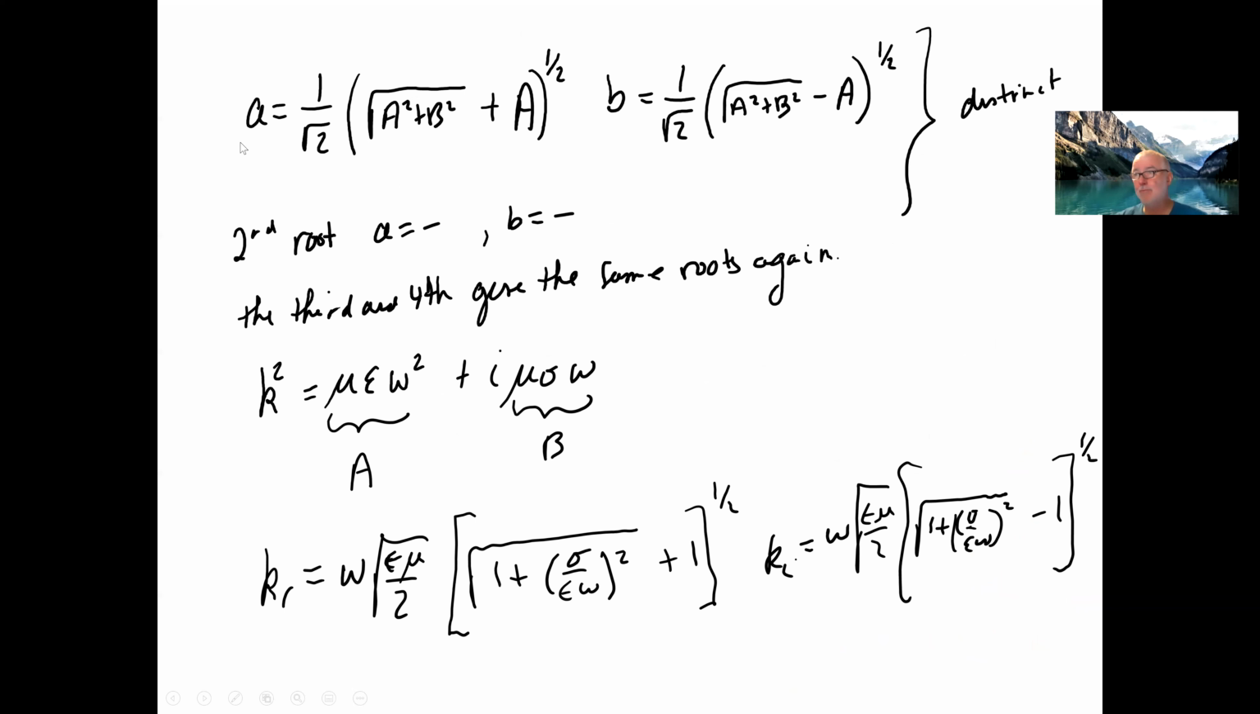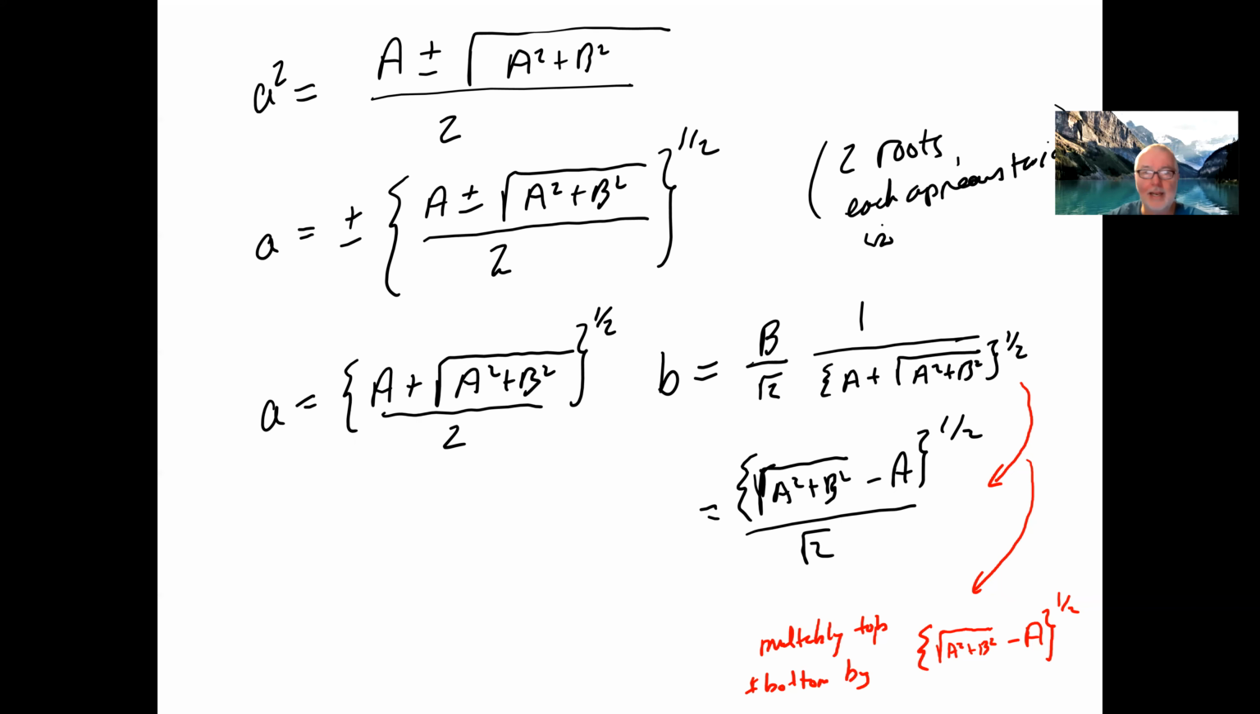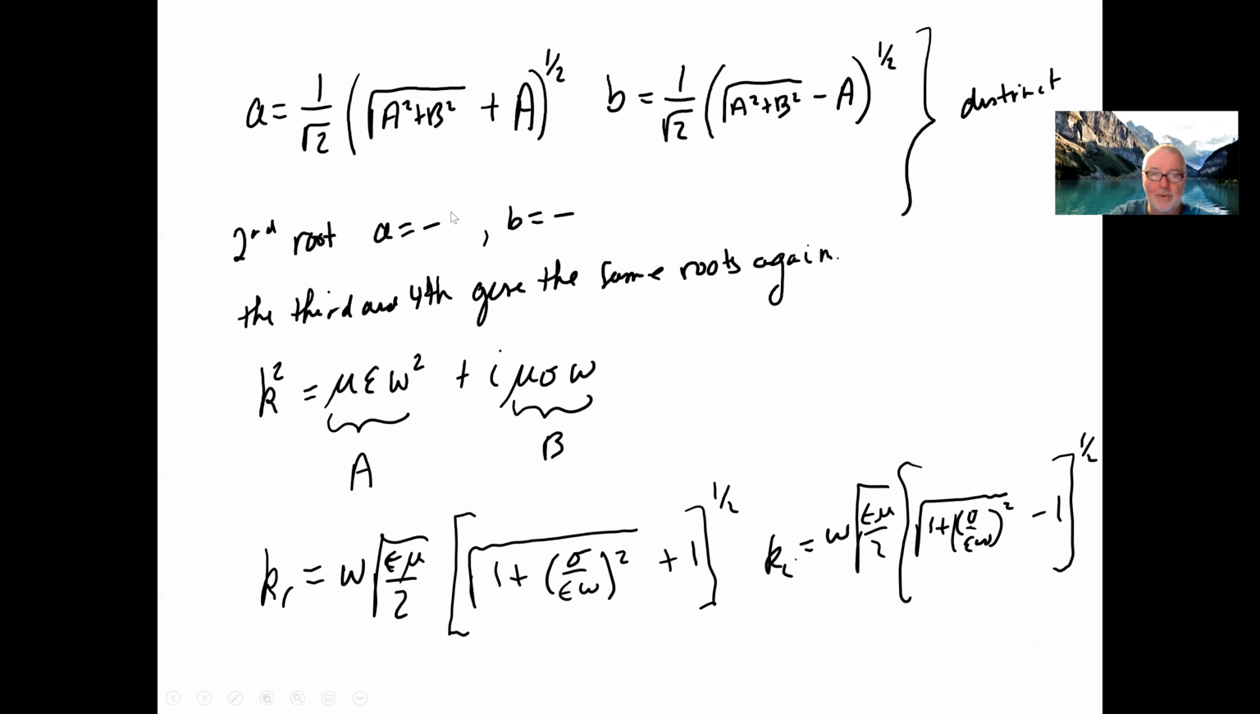I can take the negative root, which is minus a minus bi. And then if I look at the two choices I have with the minus sign here, and I work it through, what I will find is that I get the same pair of roots, okay? So the third and fourth give the same two roots again.